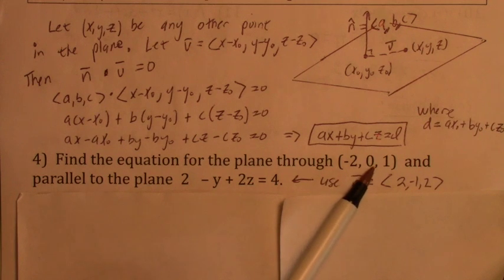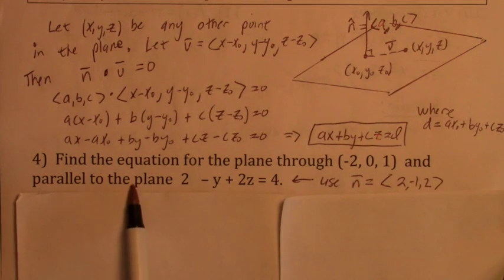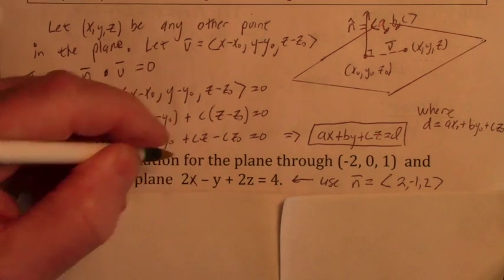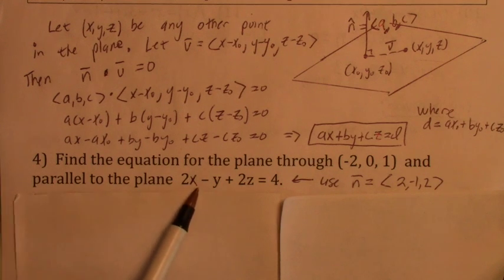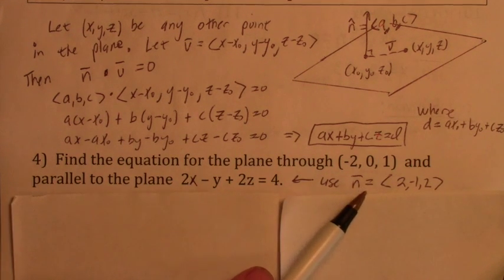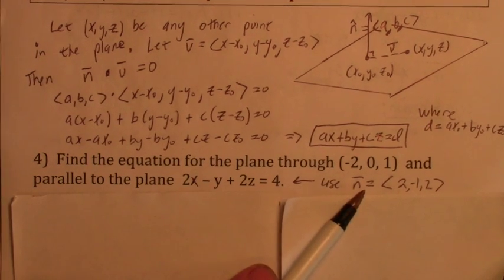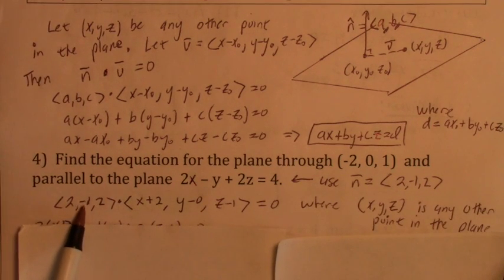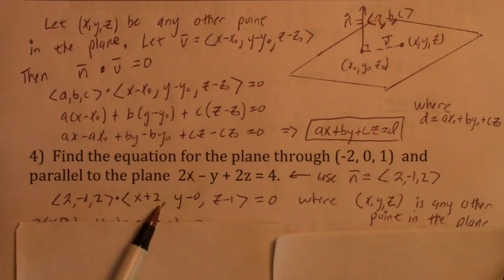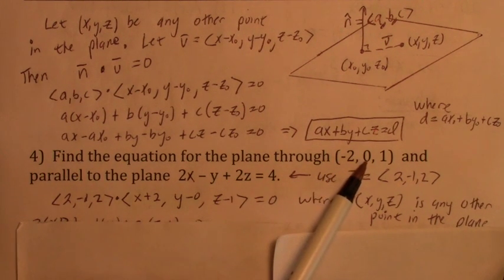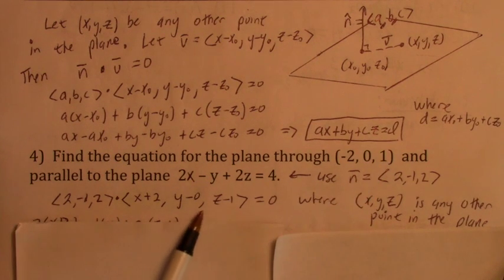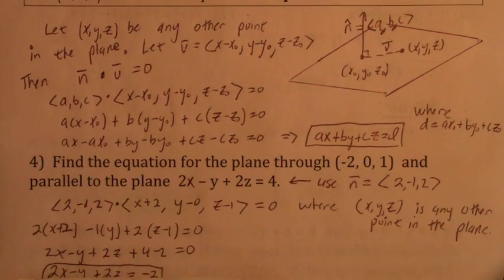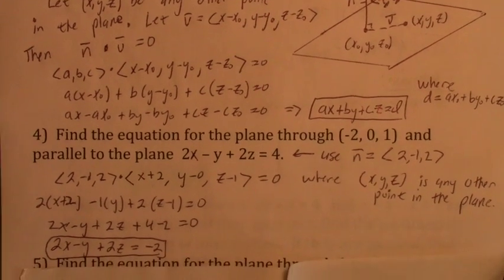So if you have a point that lies in the plane, and you know our plane is parallel to this plane, this should be an x, shouldn't it? Yeah. Then you could use the normal vector for this plane, because if two planes are parallel, their normal vectors, one will be a multiple of the other, so they'll both be orthogonal to the same plane. Okay? So all you have to do is take the components of the normal vector that we're going to use and form the other vector. Remember how we do that? We go x minus negative 2, comma y minus 0, comma z minus 1, and you dot that and set it equal to 0. And when you do that, I get 2x minus y plus 2z is negative 2.